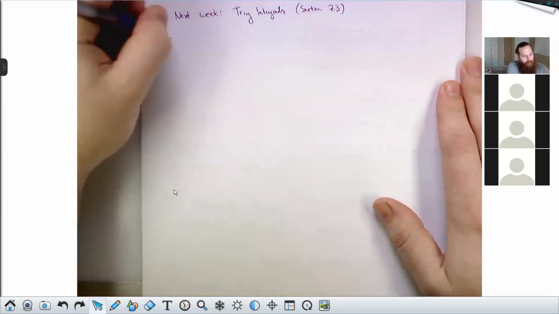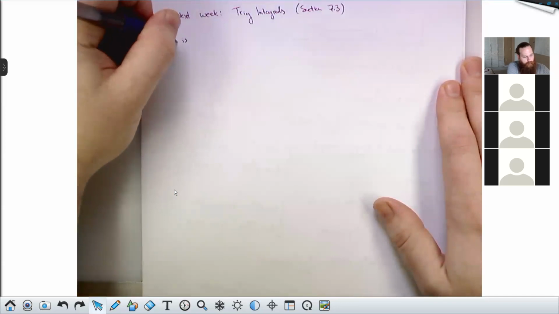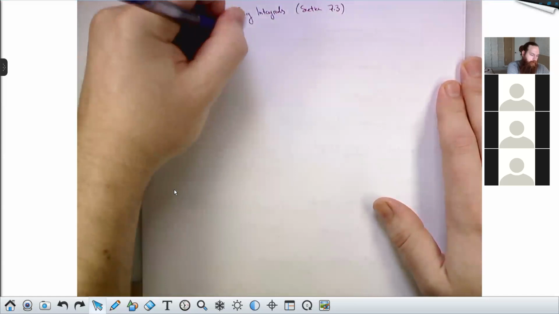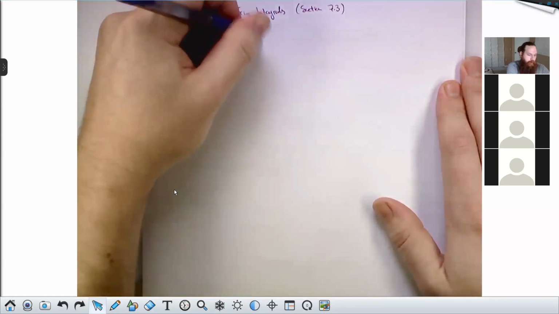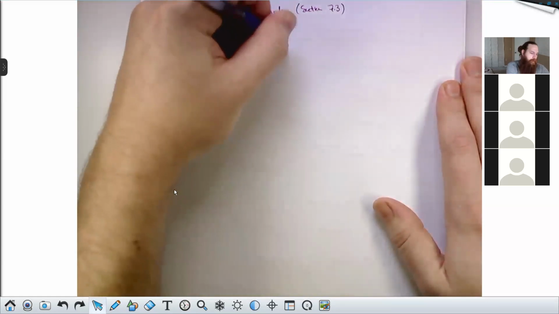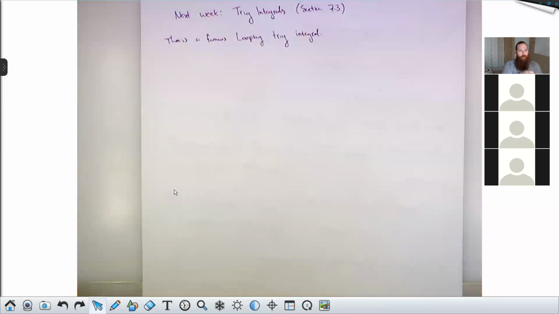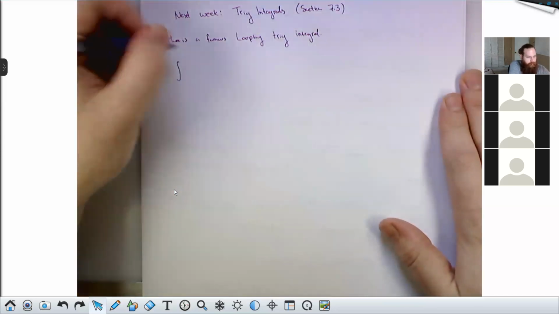There is a famous trig integral. A famous looping trig integral. So most of the trig integrals we're going to do will be done with some combination of u sub and trig identities. But odd powers of secant turn out to be a little bit harder to integrate. So the classic example is secant cubed.